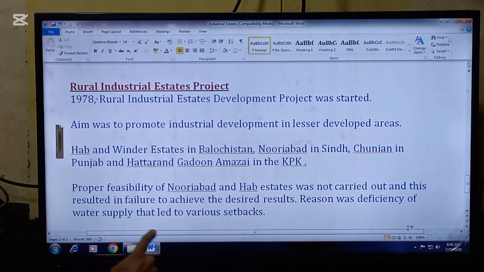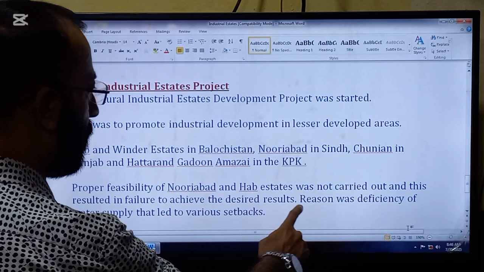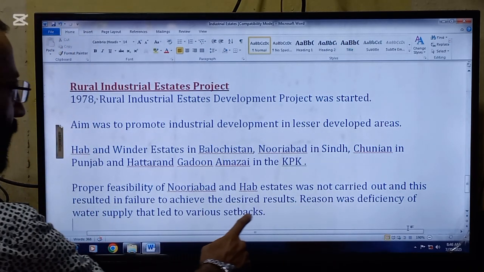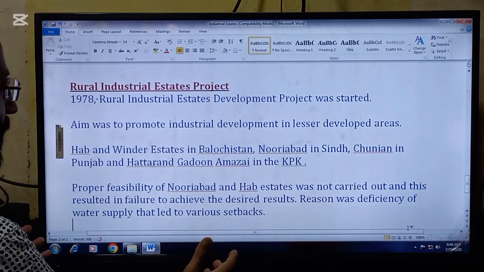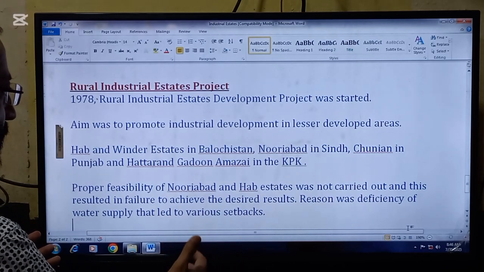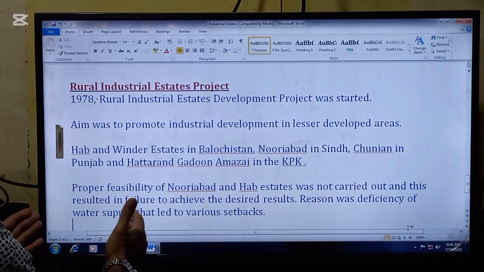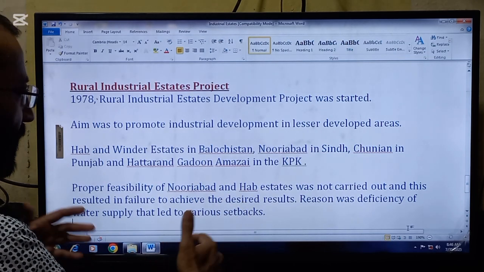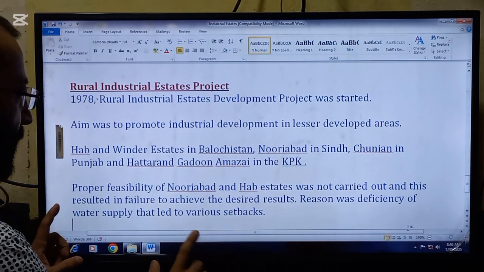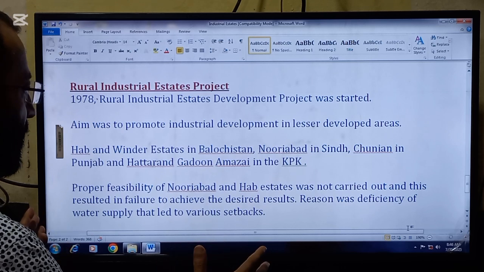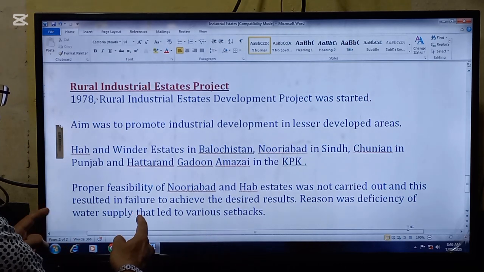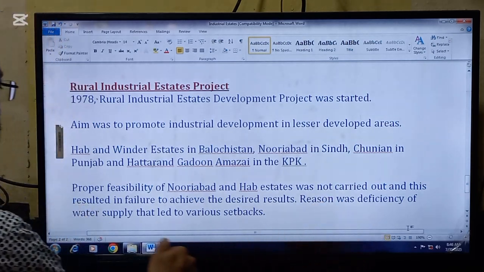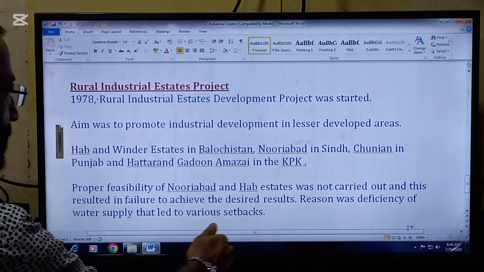Proper feasibility of the Nooriabad and Hub estates was not carried out, and this resulted in failure to achieve the desired results. This is the common problem in Pakistan, that proper feasibility is not done. Projects are started, but after some time they fail because the requirements are not met. So the proper feasibility was not there in the Nooriabad and Hub estates, and that's why they failed to achieve the desired results.